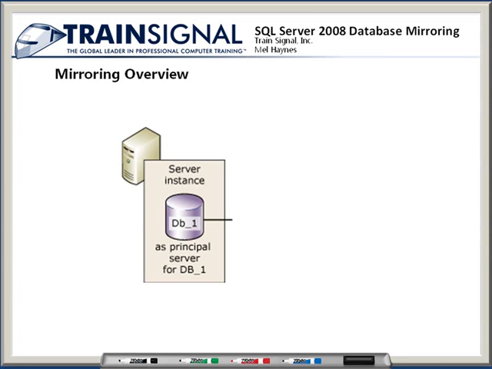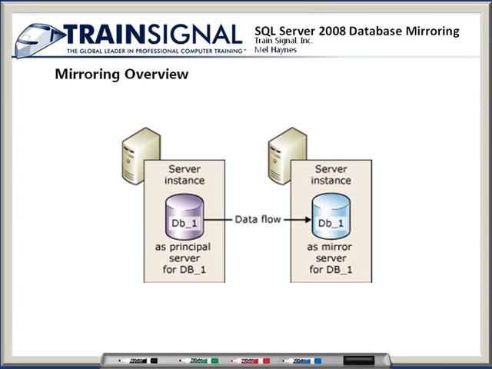But here, let's jump into a mirroring overview. I've got my principal server, some DB, I'll call it DB_1. Mirroring it means I've created a second instance, typically on another physical box in another physical location, where my information is being copied as the transactions occur to that second instance. I'm actually using the log file. So I'm taking the information from the logs and applying it to the other server. So I've got data flowing, whether it be synchronously or asynchronously, from my principal server to some mirrored server.